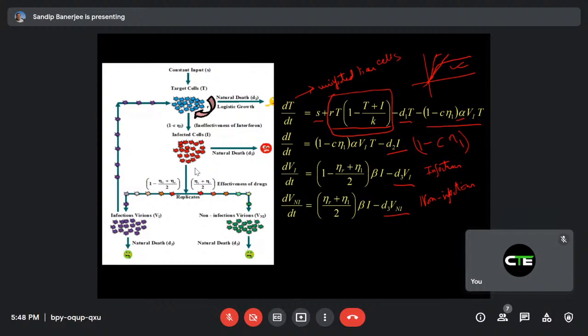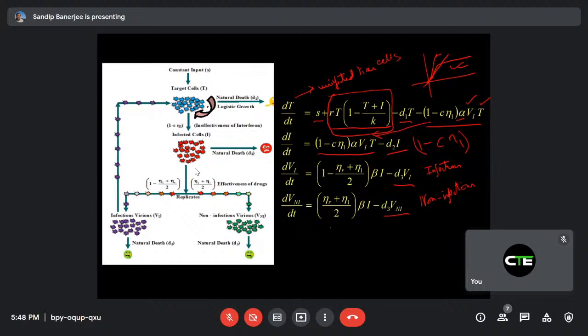acting at a rate alpha when there is an interaction between the infectious virus and the uninfected liver cell, and this whole thing becomes infectious because of the non-efficacy of the drug. So this explains this particular term.